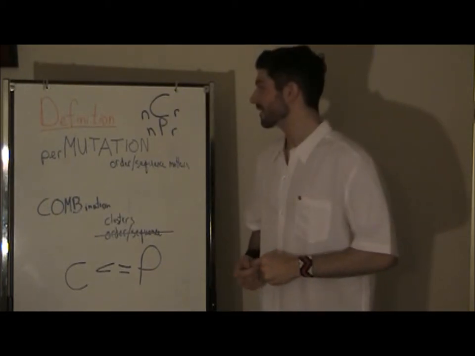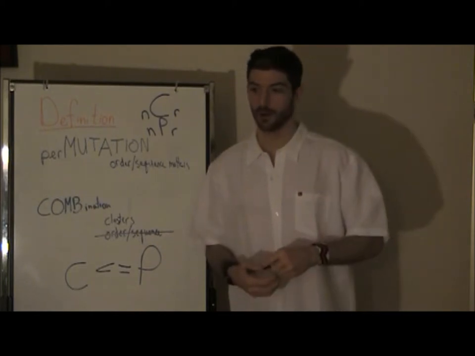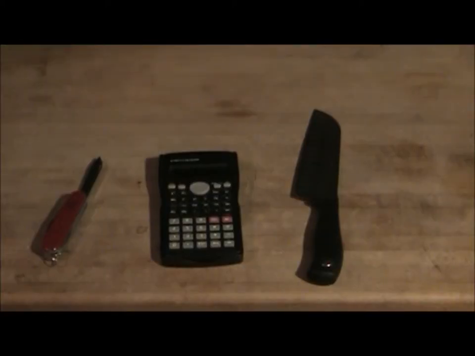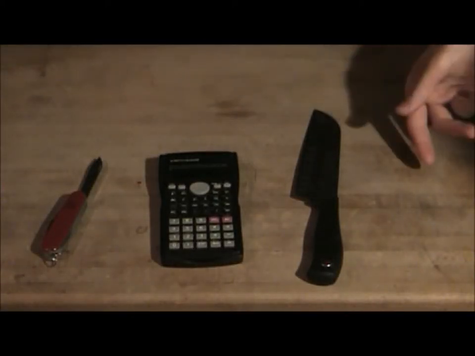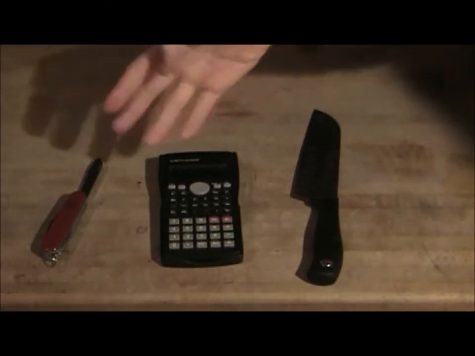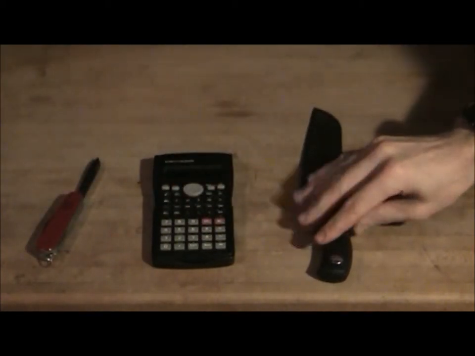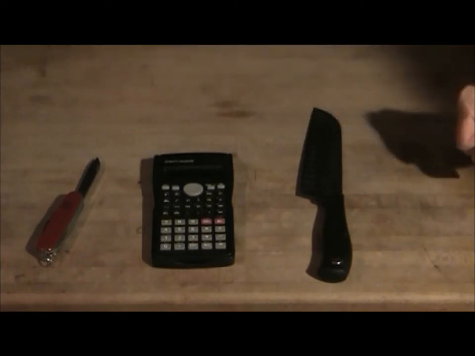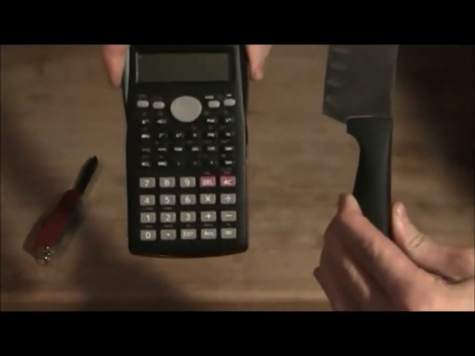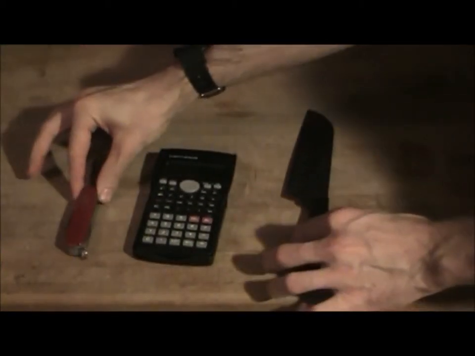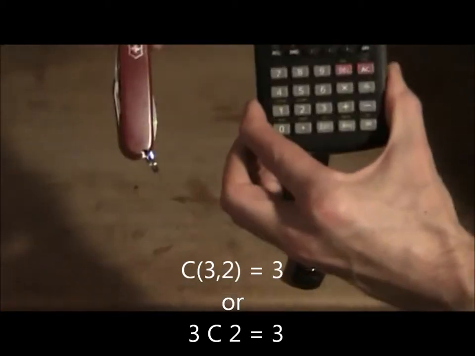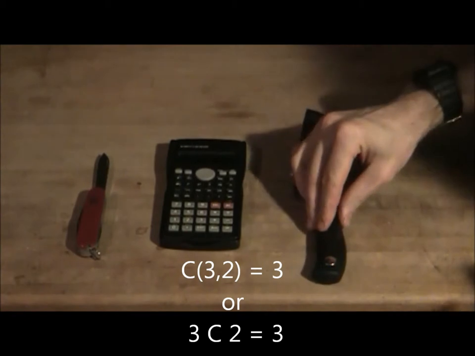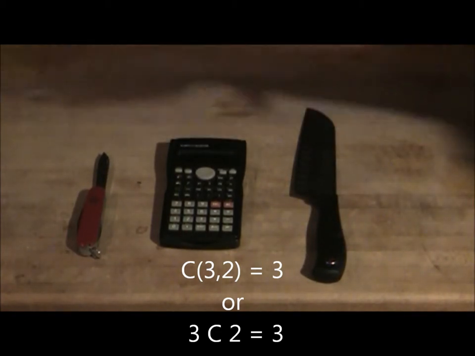But first, let's show an example of what permutations are without notation. Here we have three items. Yes, these are both knives, but I'm counting them as different items. These are all different: pocket knife, calculator, cutting knife. Focusing on combinations, there are three items, and we want to see how many combinations we can make when we select two items. Let's select this and this. That's one combination. Select this and this. That's a second combination. Now, how many are left? Well, there's only one, pocket knife and calculator. That's a third combination. So three combinations can be made when you select two items from a total of three.